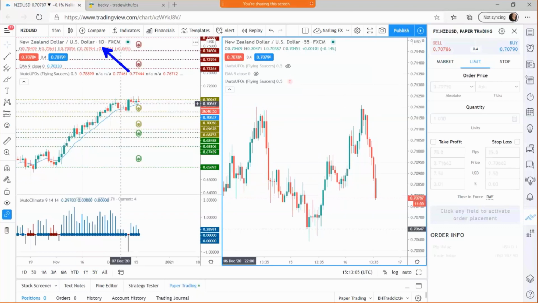So on the left-hand side, I have my daily time frame. This daily time frame is the one that answers the question. Question number one.